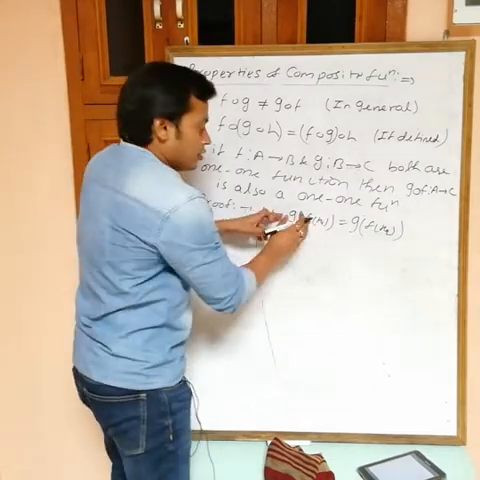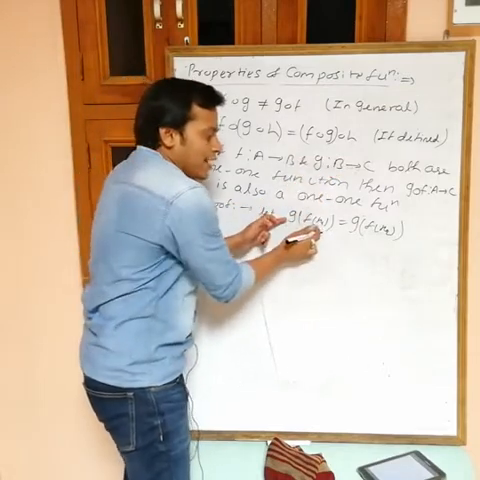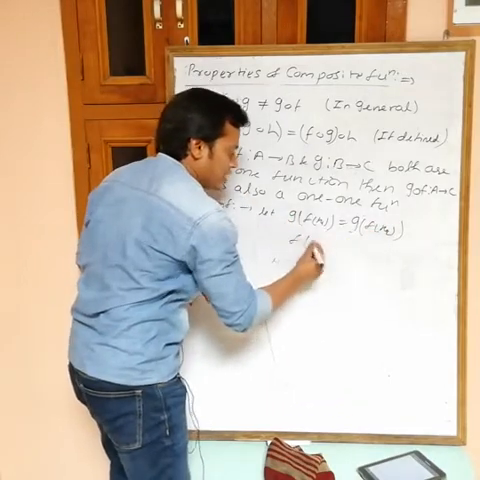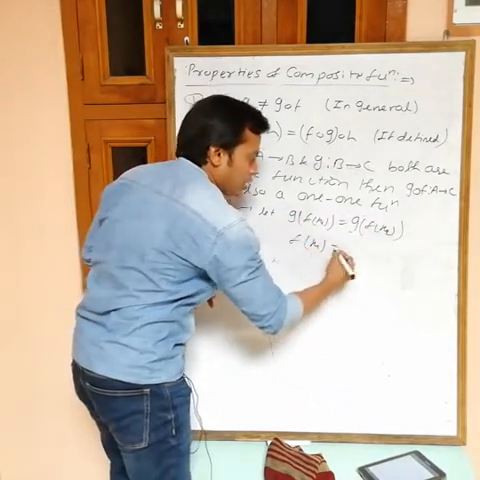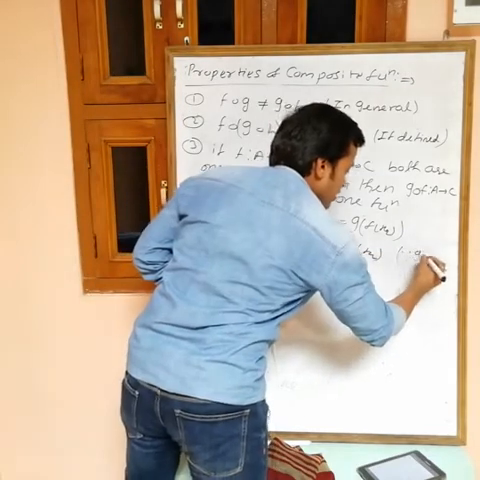Both g and f are 1-1. If g is 1-1, then from g(x1) equals g(x2), I can write f(x1) equals f(x2). How can I write that? Because g is 1-1.